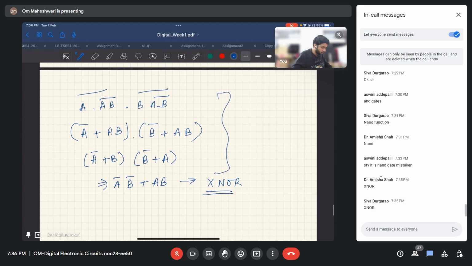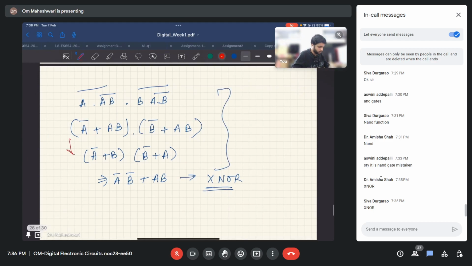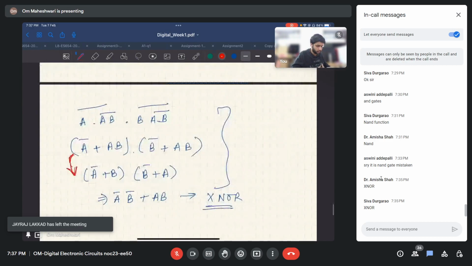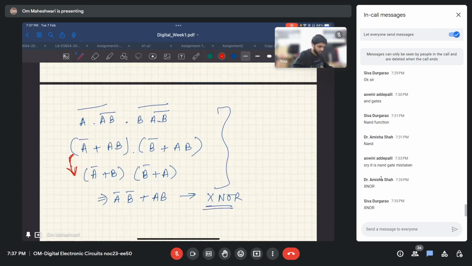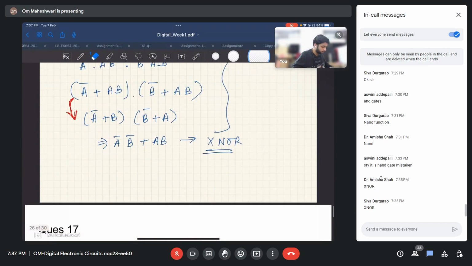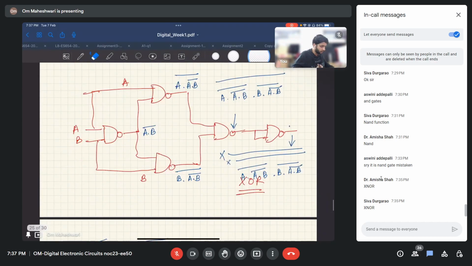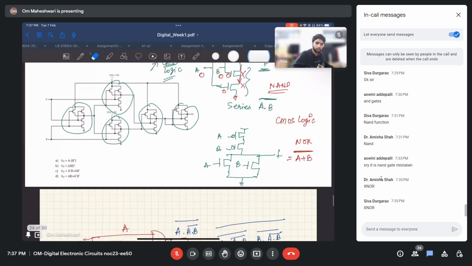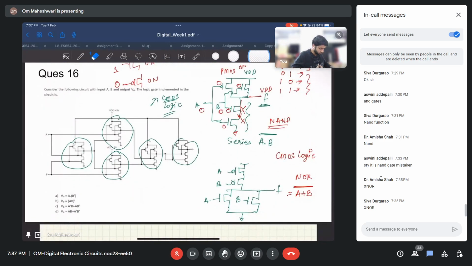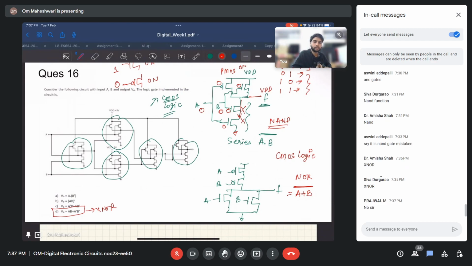I hope this Boolean operation is also clear. This is what we just did in one of the previous questions: the distributive property, what we call it. Anyway, just look over it once again. Let us see what we have next. Is there any doubt here? D is the answer.